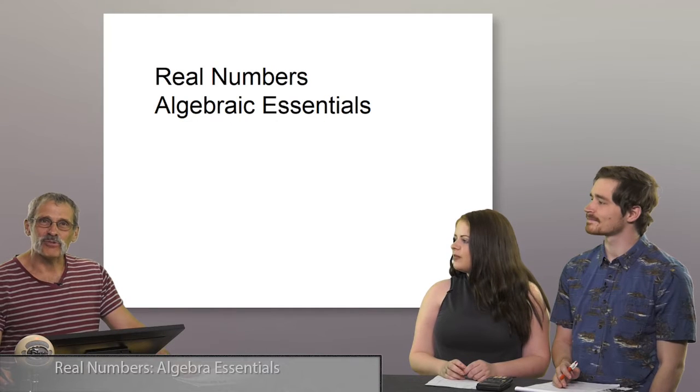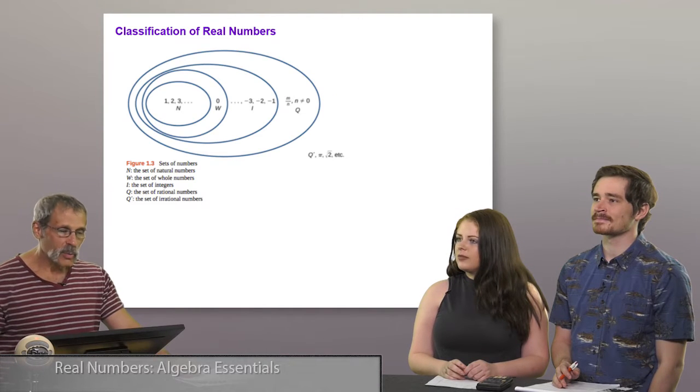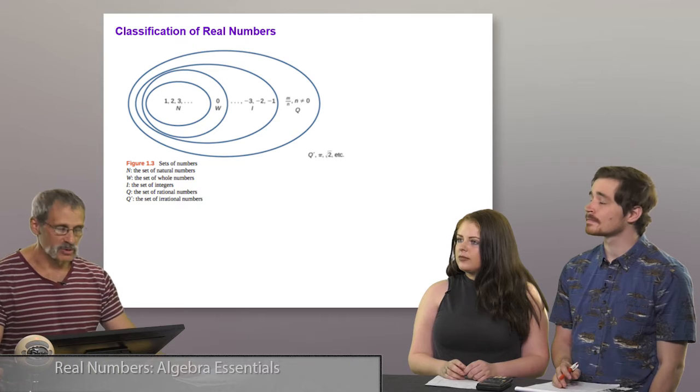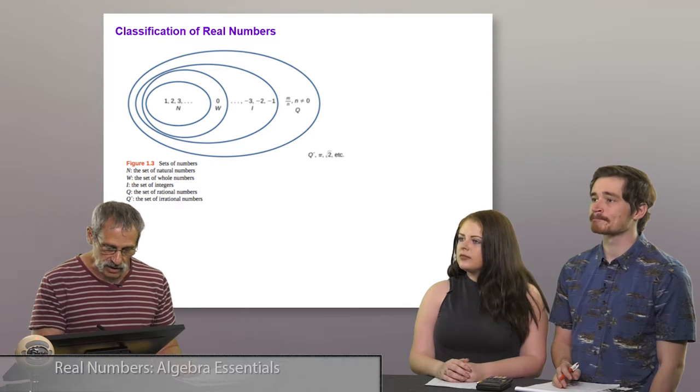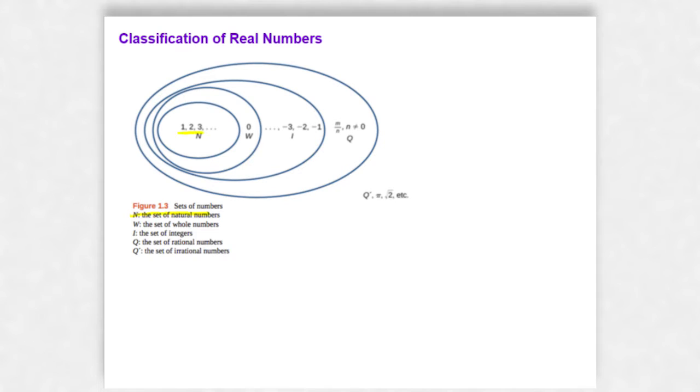Real numbers, algebraic essentials. We're going to start by just classifying real numbers. We have the natural numbers, which are 1, 2, 3, and so on. And then when we go ahead and add in the number 0, we have the whole numbers. To get the integers, we take a look at the positive and negative natural numbers and 0: -2, -1, 0, 1, 2, and so on.